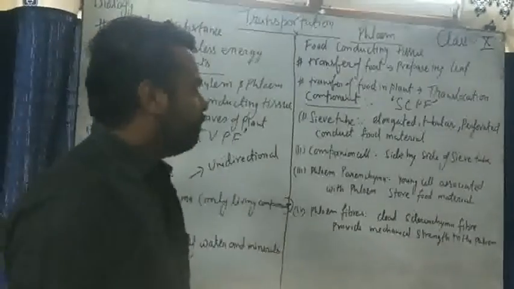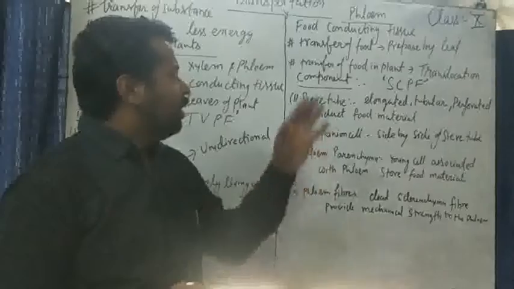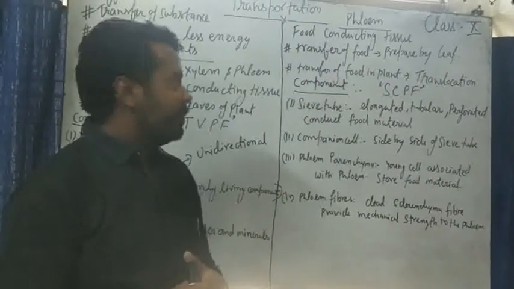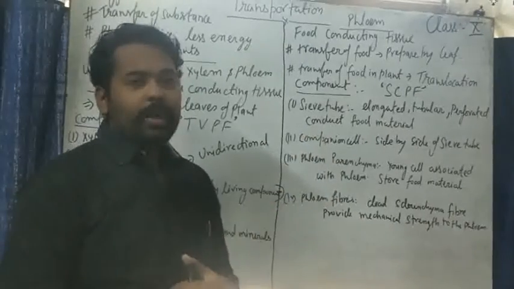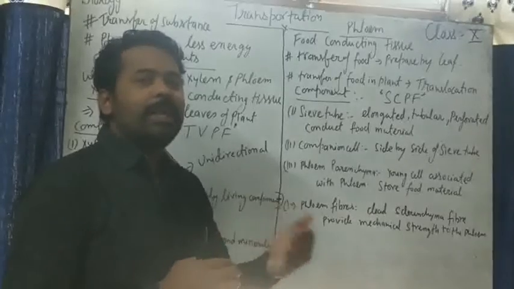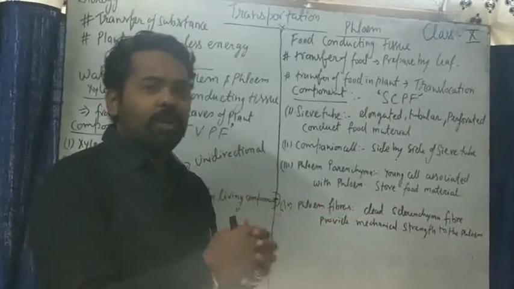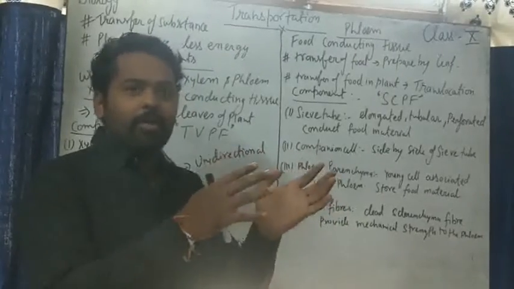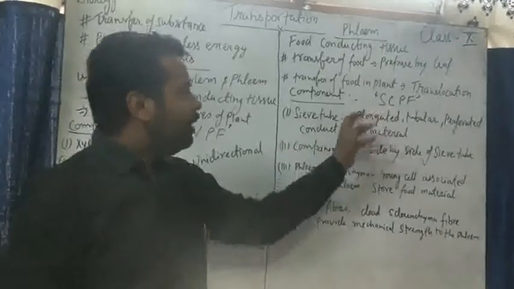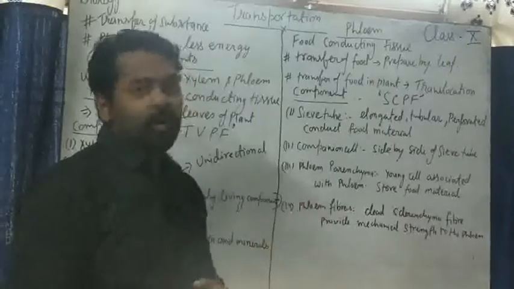Next is phloem. Phloem is also known as food conducting tissue. It transfers food material which is prepared by leaves. Transfer of food material in plant is known as translocation. It means it changes its location. It means when the leaf prepares its food, it transfers it from one part of the body to the next part of the body. The components of phloem are seed tube, companion cell, phloem parenchyma, and phloem fiber.